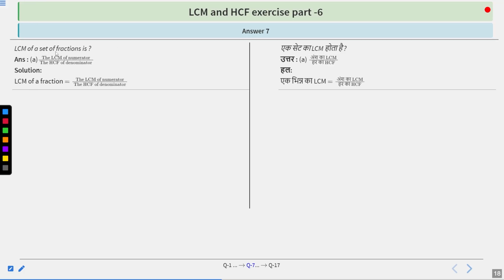Now we know that the LCM of a set of fractions is always equal to LCM of numerator upon HCF of denominator. That means option number A is the correct answer.